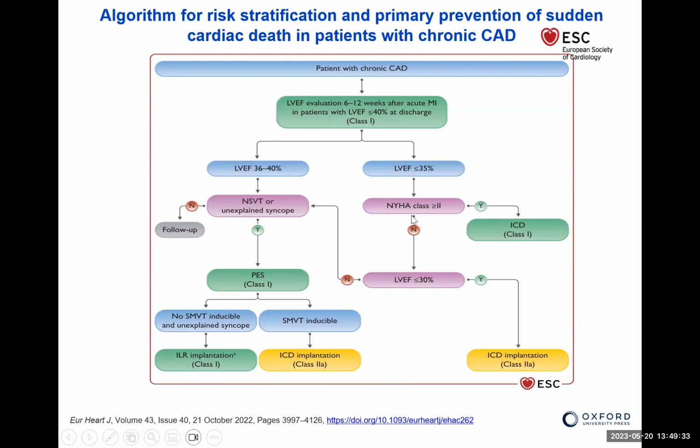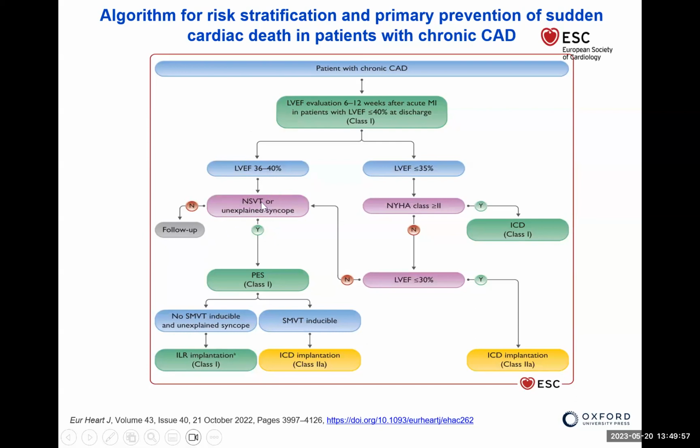If they don't, for example, they are class 1 only, then look to ejection fraction. If it is 30% or less, again, ICD is indicated. It's not class 1, it is 2A, but it still should be considered. If ejection fraction is 36 to 40%, then if they don't have non-sustained VT or unexplained syncope, we may just follow them up. So ejection fraction 36 to 40%, still just follow up.